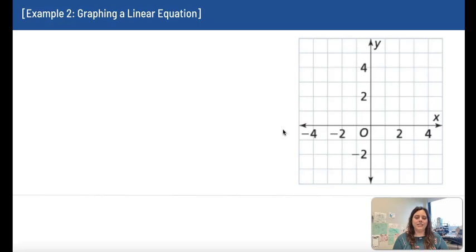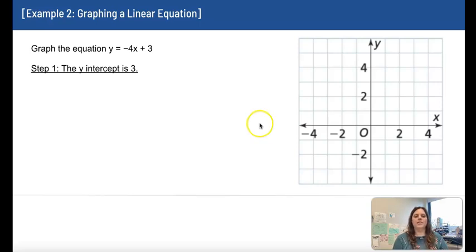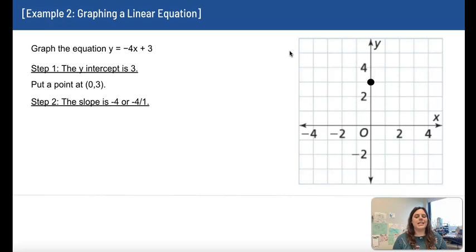Let's look at graphing a linear equation. In example 2, I'm asked to graph the equation y equals -4x plus 3. I'll use that same idea from before, where the y-intercept is 3 because it is plus 3. I'm going to put a point at 0, 3. So on my graph, 0, 3. Put my point. Then the slope is -4 because that's my m.